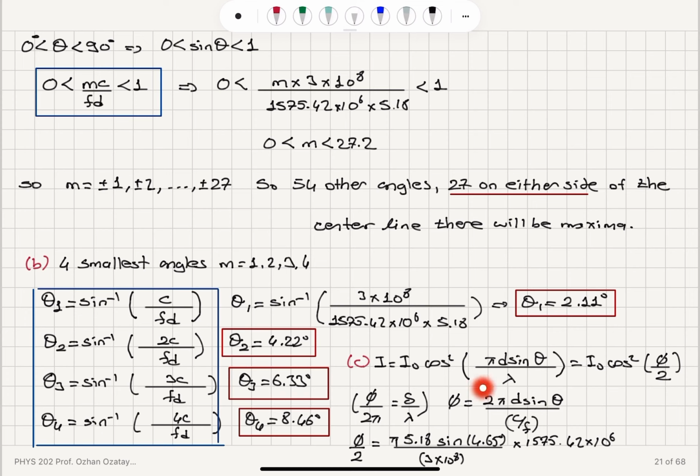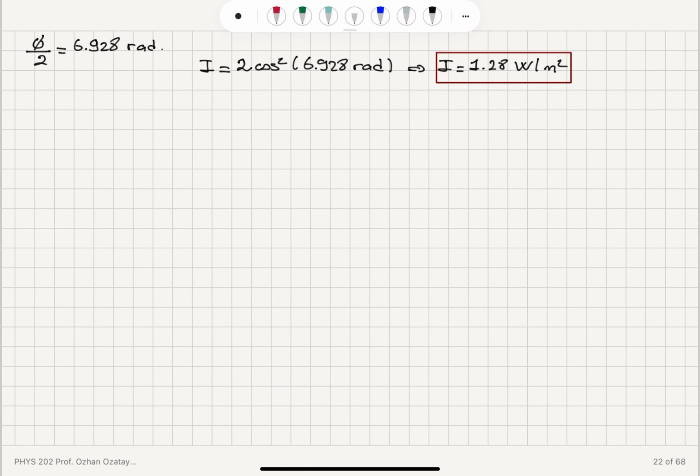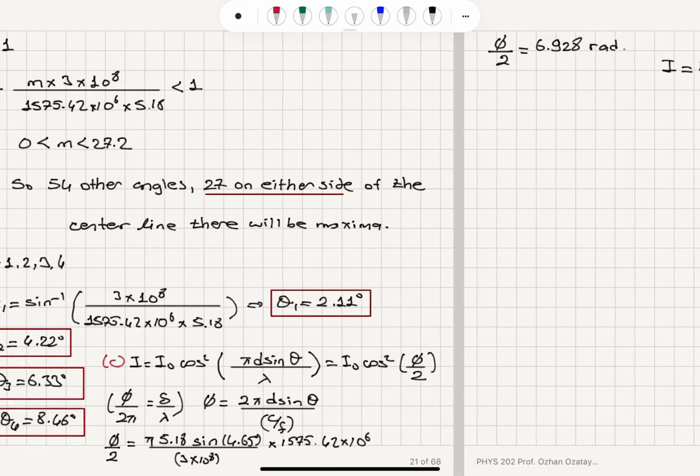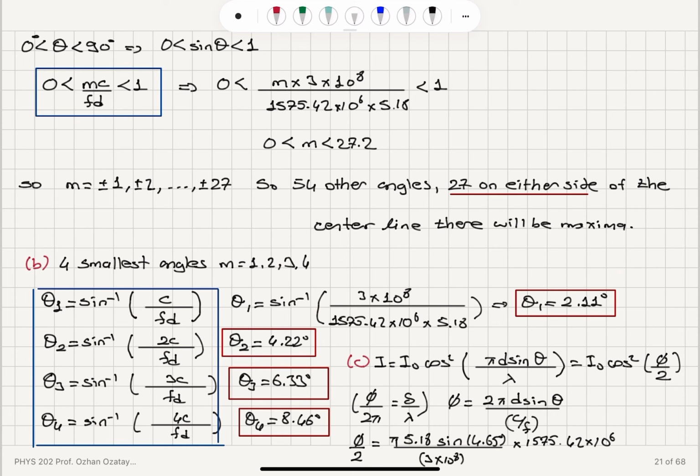The intensity distribution for Young's double slit experiment we know is I0 cosine square phi/2, where phi is the phase difference. Phase difference divided by 2 pi is path difference divided by lambda. So phase difference is 2 pi d sine theta divided by c over f, which is lambda. So if we substitute the numbers, we find a phi/2 of 6.928 radians, which gives us, using I0 equals 2 watts per meter square, intensity of 1.28 watts per meter square at the specific angle 4.65 degrees.